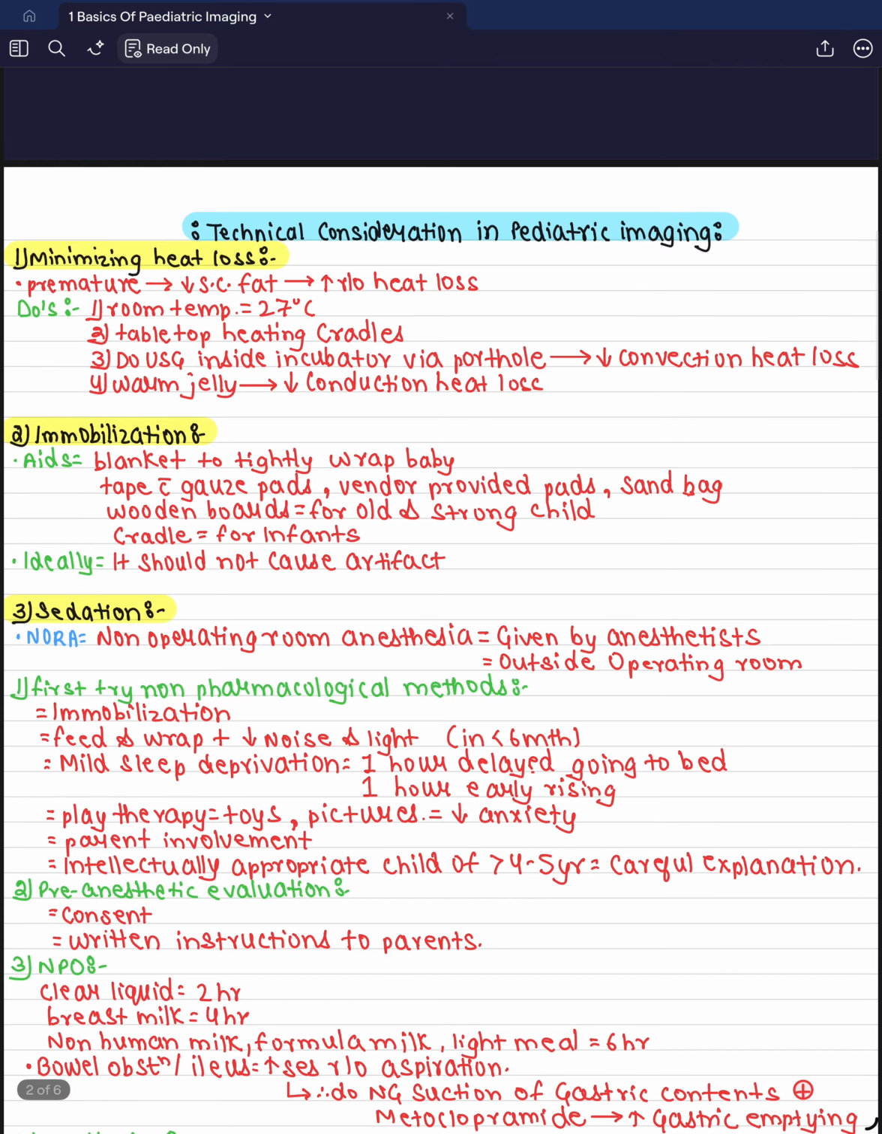Second thing, because babies usually are not very cooperative, we have to immobilize them. How will we immobilize them? What are the aids that we can use? First, you can use a blanket. You can tightly wrap the baby in that blanket and then do the x-ray maybe. The second thing that you can use is gauze pads with tape. So you can take some gauze pads and put tape all around them.